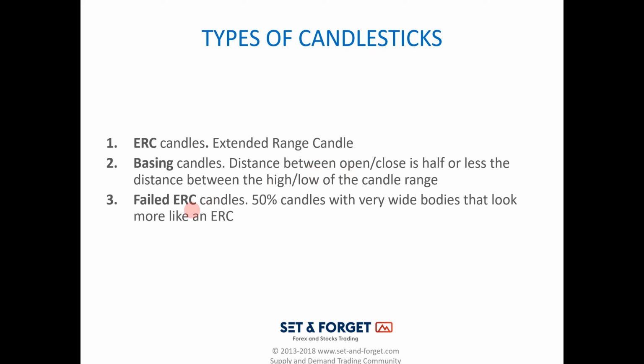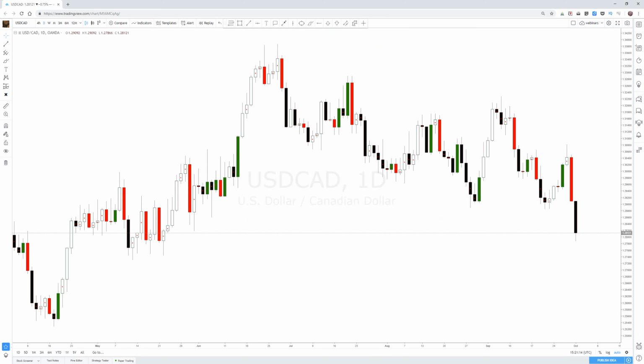Then we've got the failed ERC candles. These are ERC candles, extended range candles that look like ERCs, but they are not because they are 50% candles. You can see the small dot in the middle of the candlestick, but it looks more like an ERC because the distance from the open to the close is very wide, and they look like an ERC, but they are not. They are failed ERCs. So let's take a look at the chart and distinguish these candles.